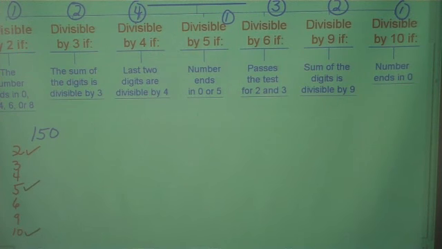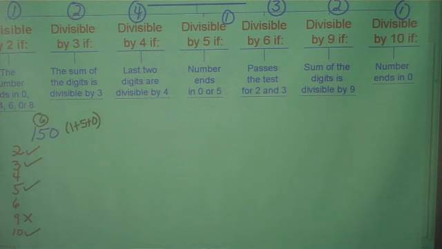The test for 3 and 9 is to sum the digits. So 1 plus 5 plus 0 equals 6. The test for 3 is, will 3 go into the sum of the digits, or will 3 go into 6? Yes, it will. So it passes the test for 3. The test for 9 is the same. Will 9 go into the sum of the digits? 9 will not go into the 6, so it fails the test.